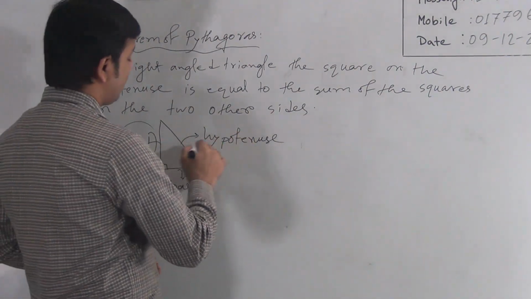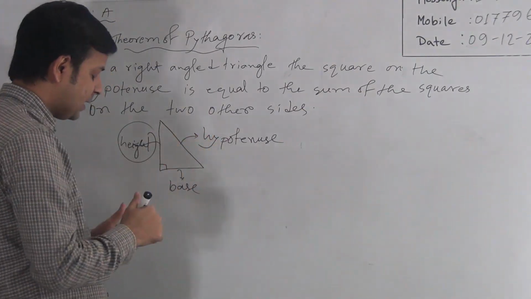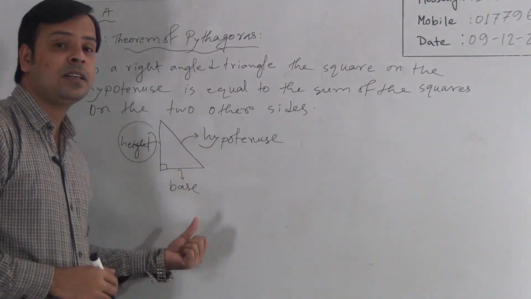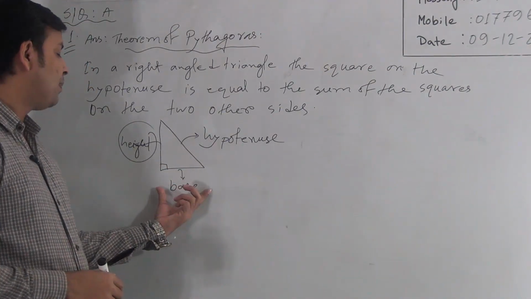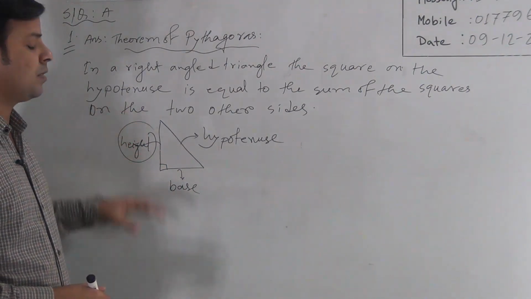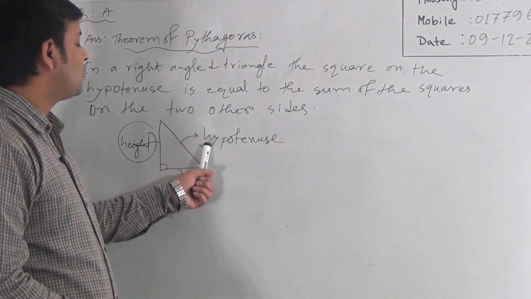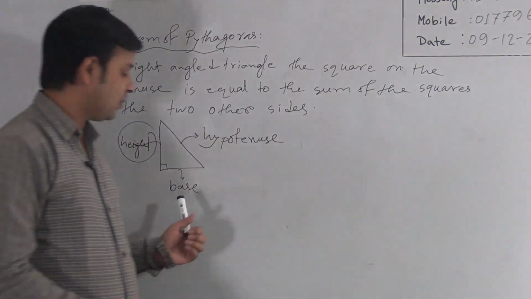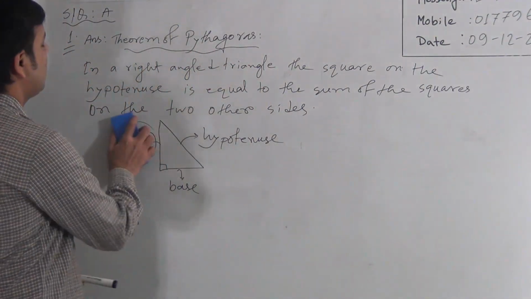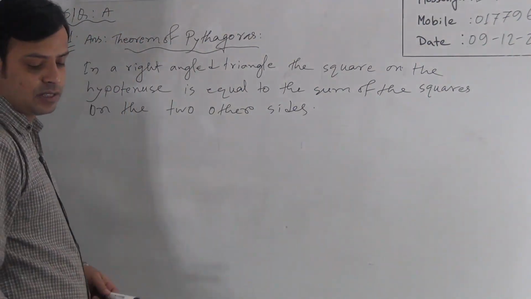So it means that the area of the square drawn on hypotenuse will be equal to the sum of the area of the squares drawn on this base and the square drawn on this side, height or perpendicular. Sum of the squares of these two will be equal to this one. So this is question 1. So you have to write just this statement.